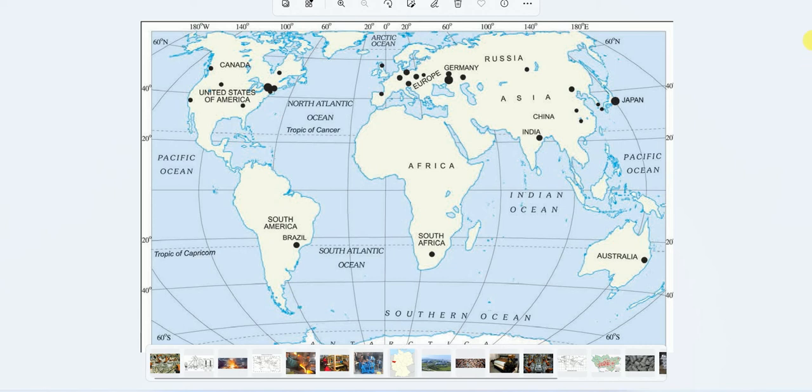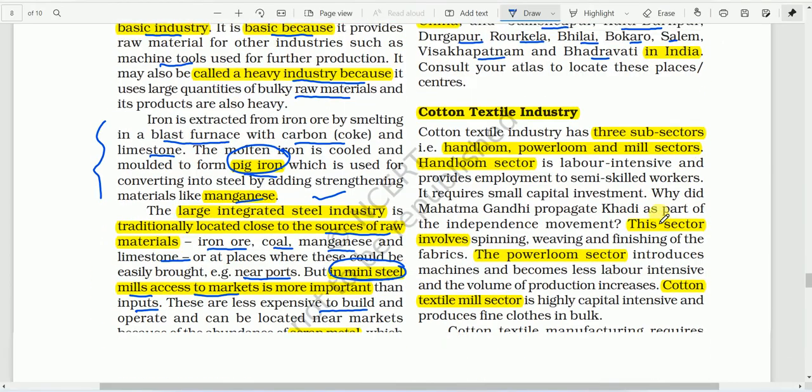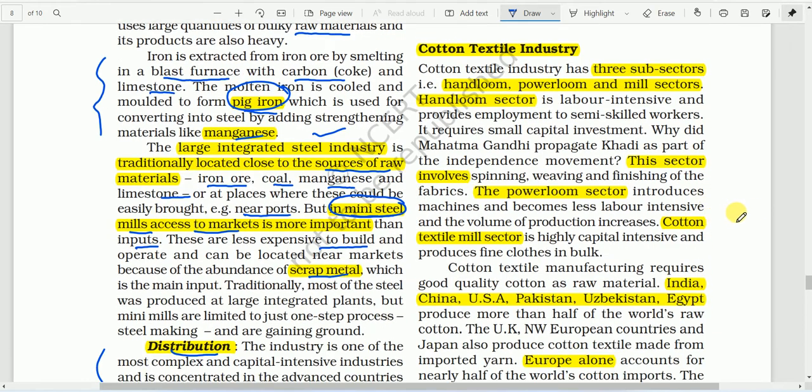Up to here, any question, boys and girls? No, sir. Okay, then next we have another traditional large scale industry, that is the cotton textile industry. So the cotton textile industry has three subsectors: handloom, powerloom, and the mill sectors.